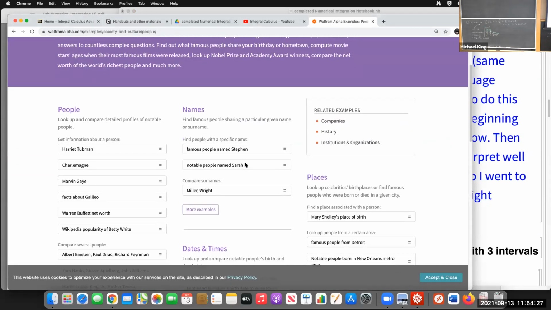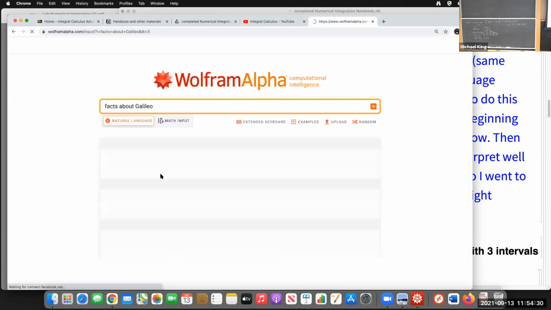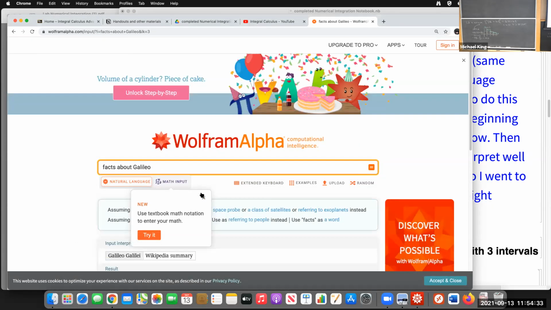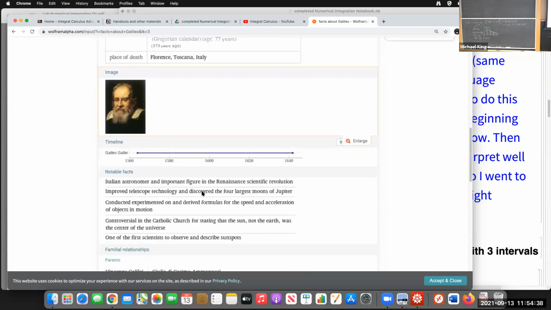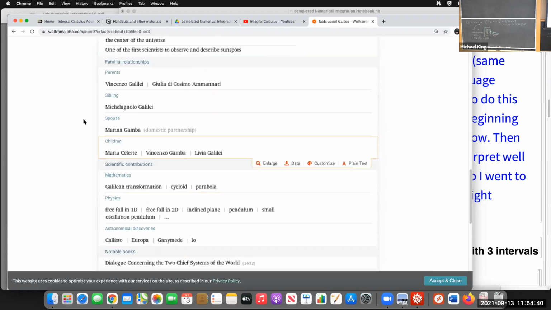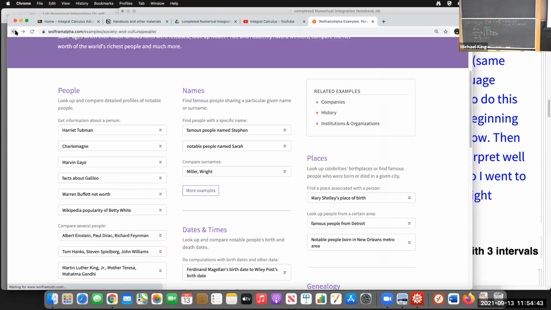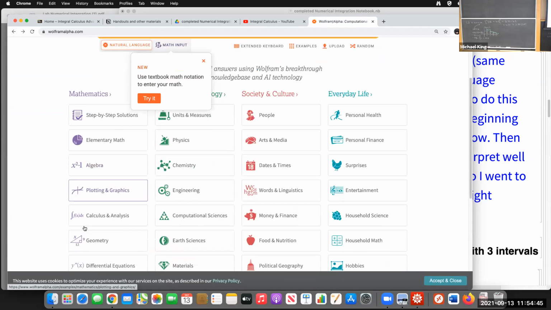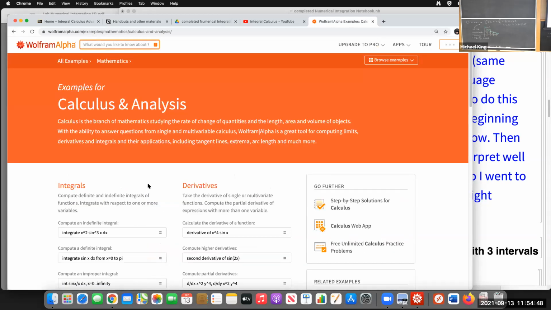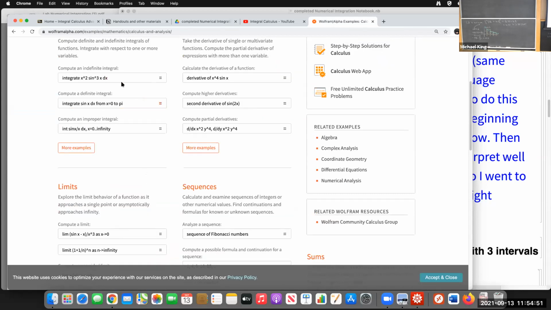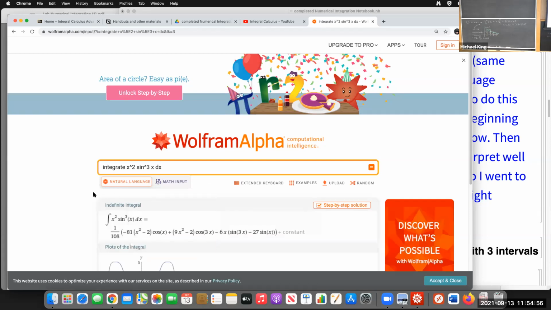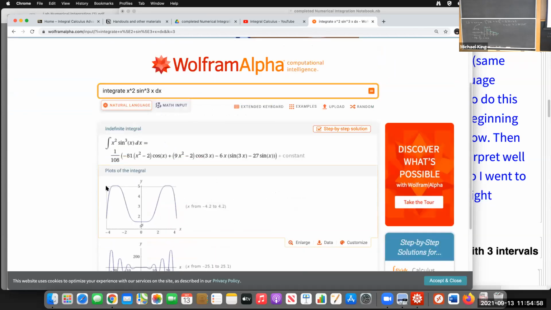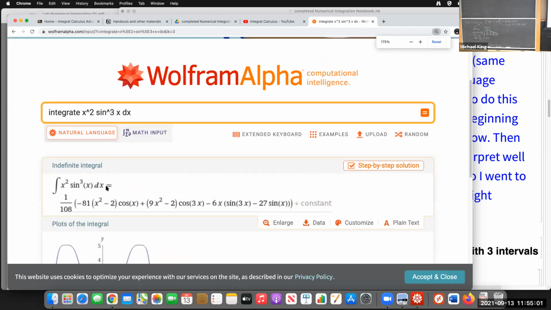If you want to know, like, hey, tell me facts about Galileo, it will give you some facts about Galileo, which is kind of ridiculous. But if you want to just do math, there's all sorts of math you can do. And it will integrate things for you. Like if you want to integrate x squared sine of x cubed, it'll give you an answer.